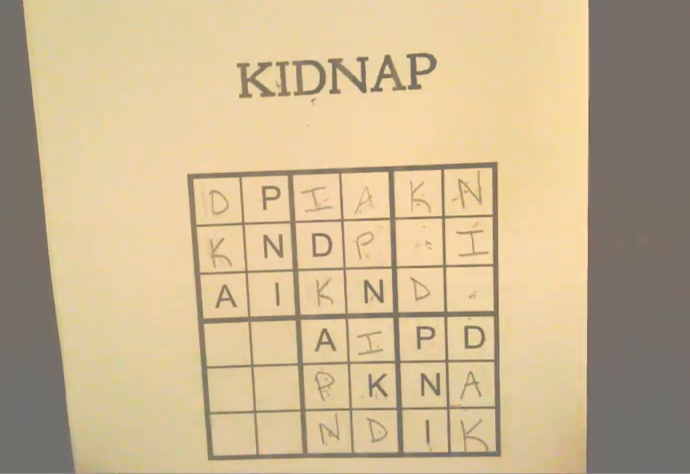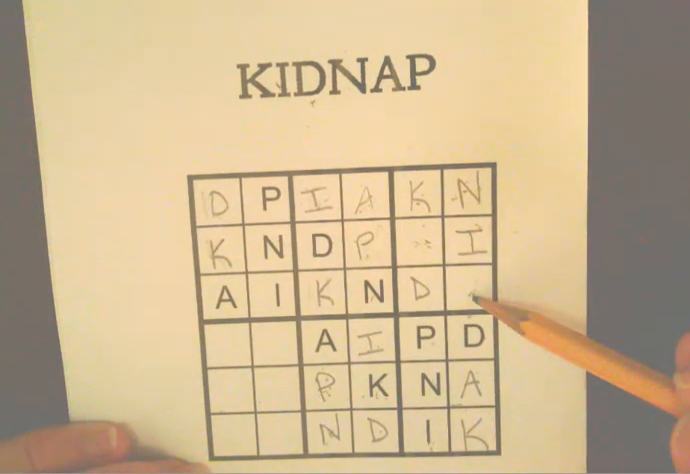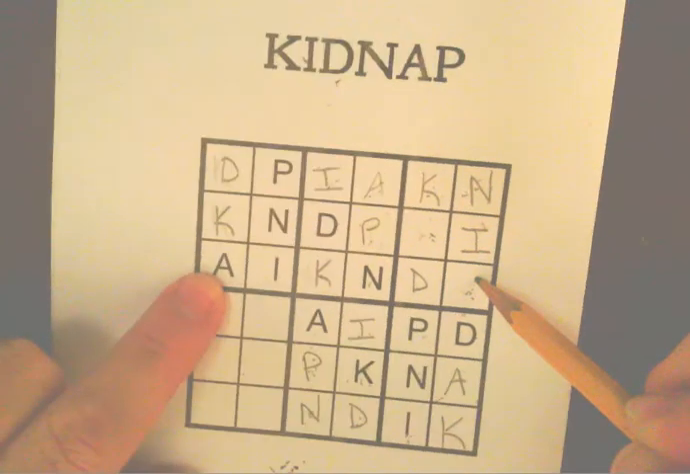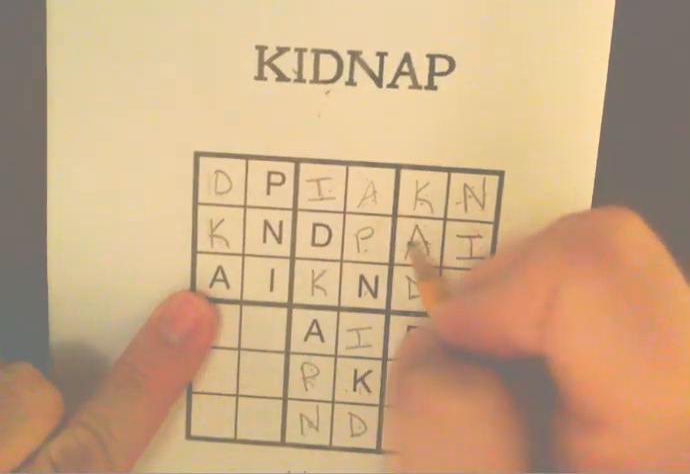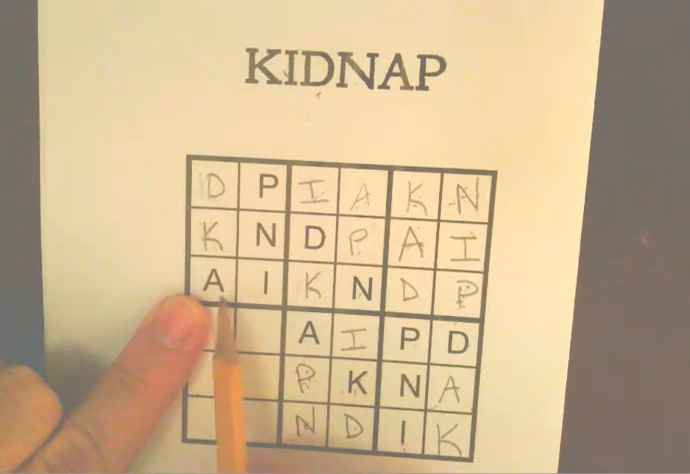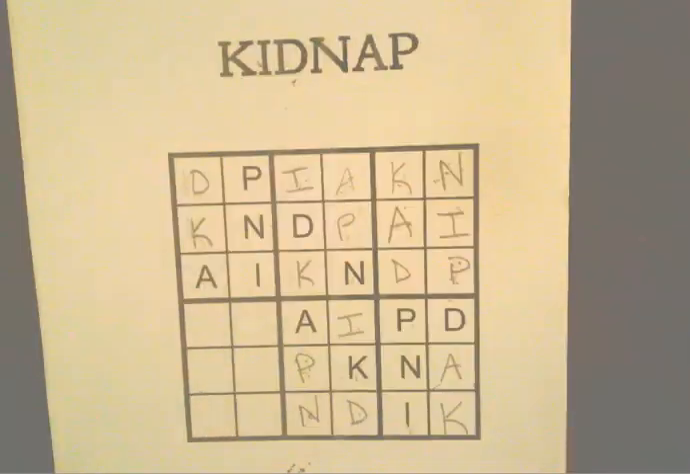Okay, so I have a K, I, D, N, and then I need my A. My A is going to be in one of these two spots. I have an A right here, which tells me that that's a no, which is great because that would have told me it's a no as well. So my A has to go there, which means my P has to go here. I don't have any other P's here. I don't have any P's here, which means I'm good to go.